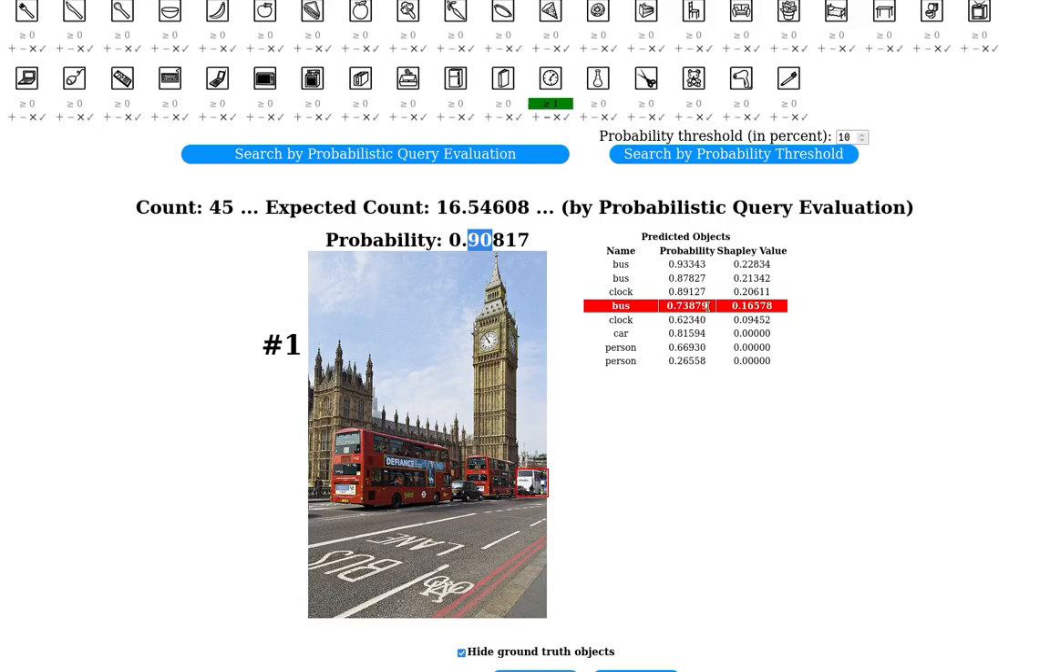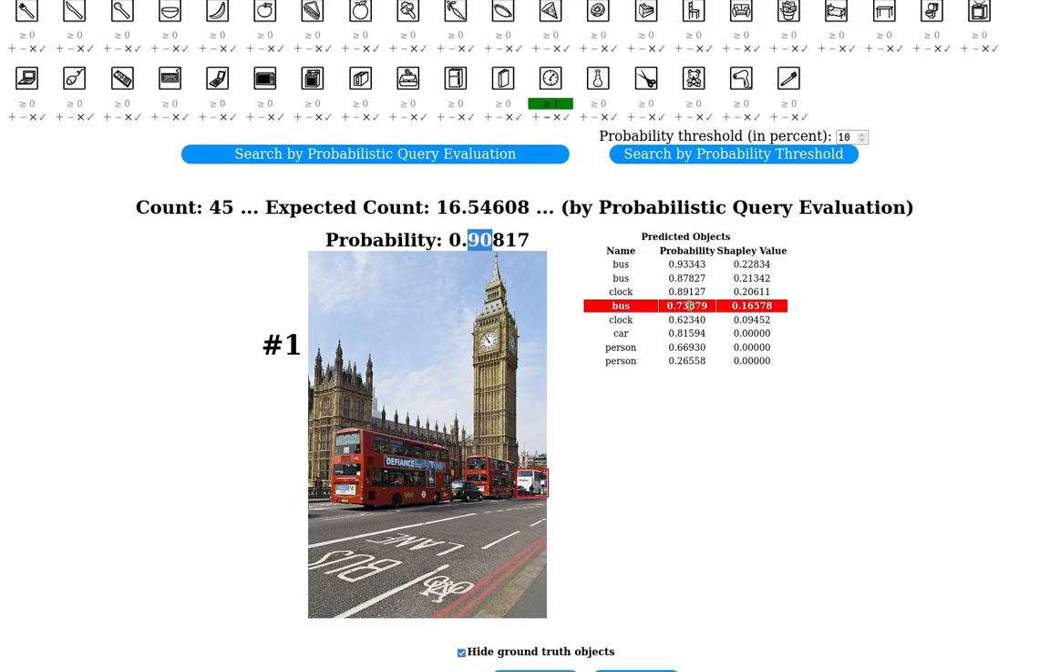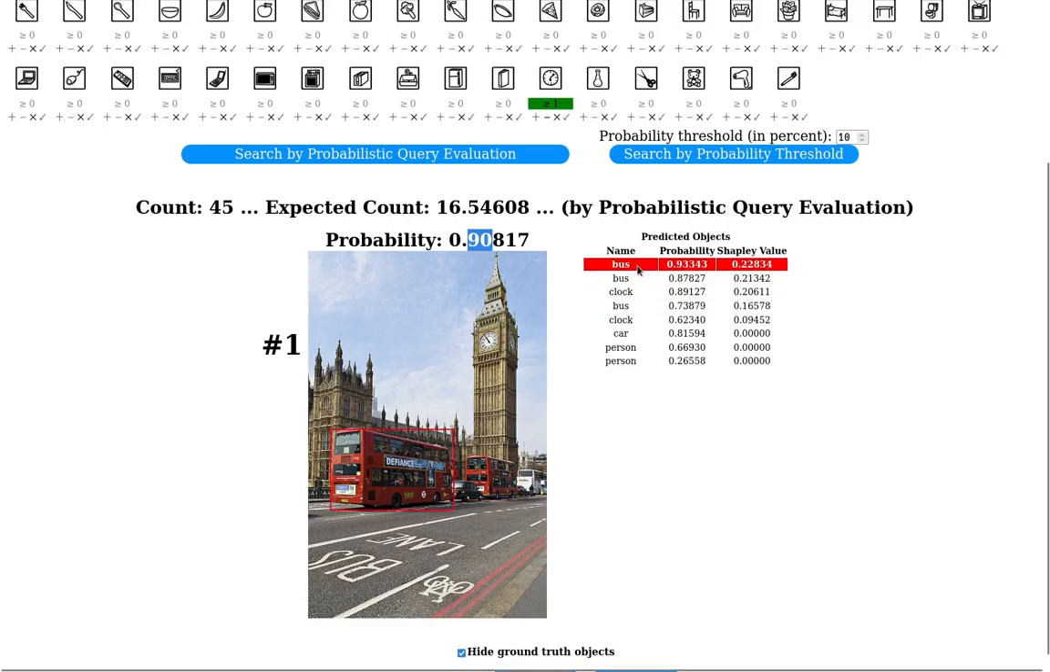We can also see that Shapley values differ, contrary to the previous example. Here, the Shapley value, for instance, of these 2 buses are higher than the Shapley value of this particular bus. This is the expected Shapley value, and since this bus has a lower probability, it's expected that these 2 buses contribute more to the query than these particular buses.